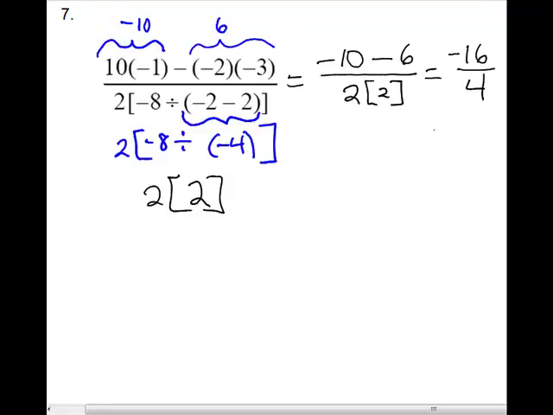Now I'll do my division. 4 into 16 will go 4 times. I have one negative. That's odd, so it is negative.